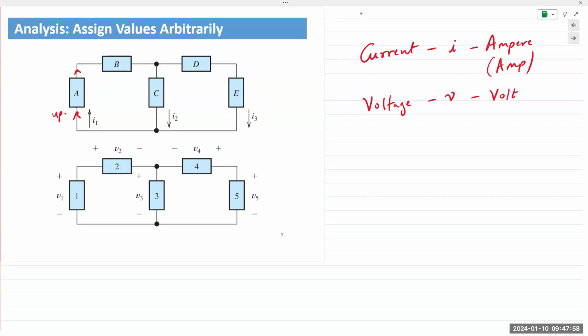And named after Volta, so it's volt, or simply V. So sometimes it can get confusing, okay? The symbol for current is I, the unit for current is ampere, or amp for short, noted by the letter A. Voltage is V, and the unit is also V.